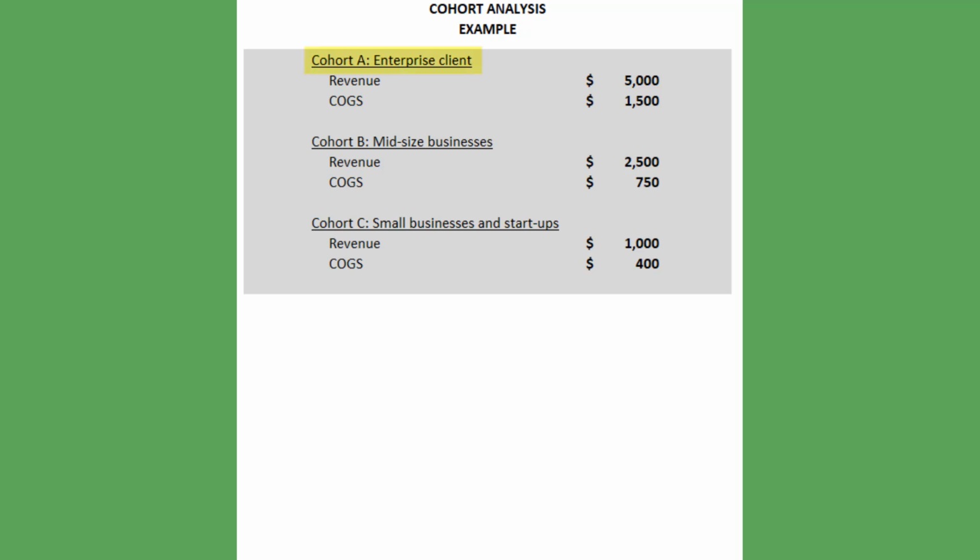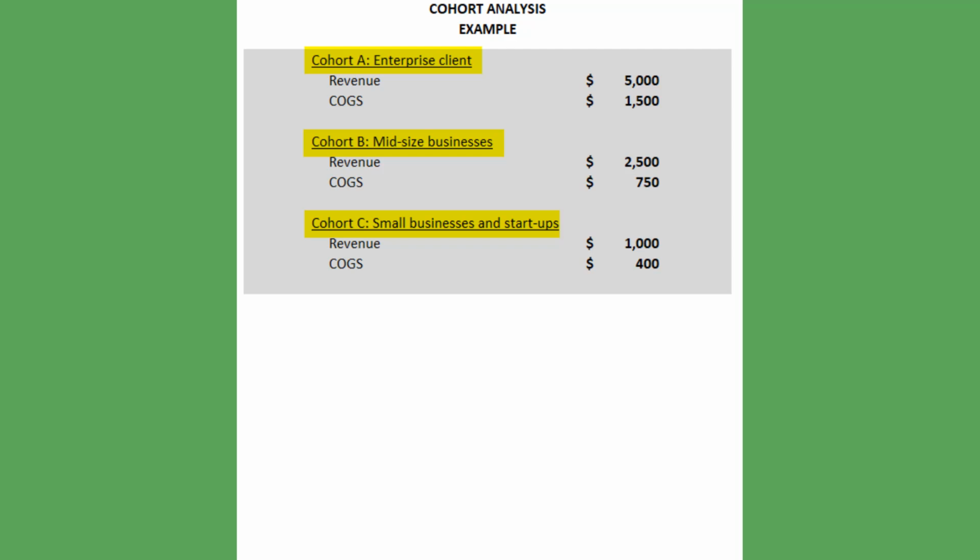We're going to call our company XYZ. And XYZ has 3 cohorts, cohort A, B, and C. Now, cohort A is going to be enterprise clients. Cohort B is going to be mid-sized business. And cohort C will be small business and startups.